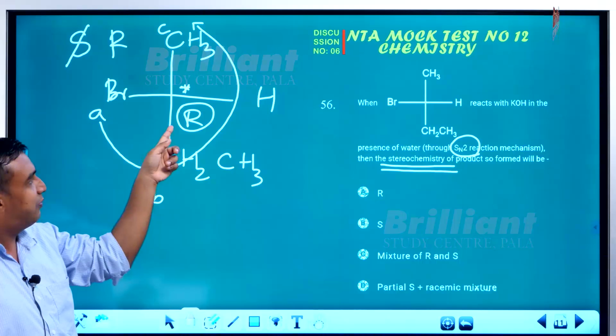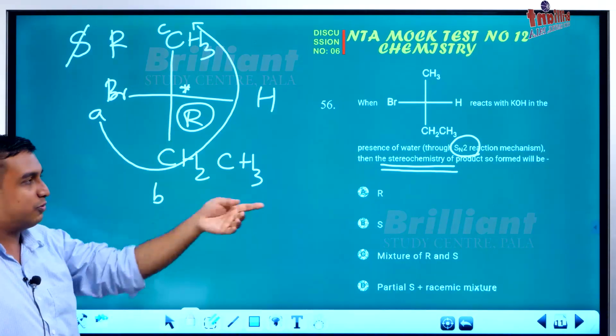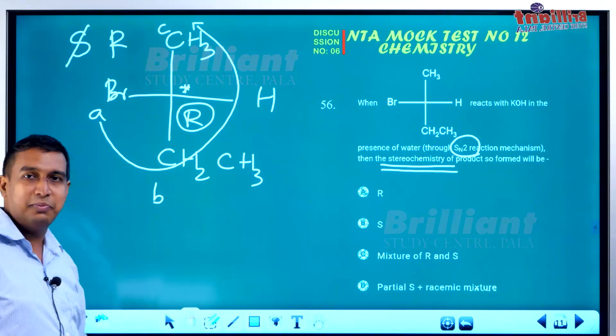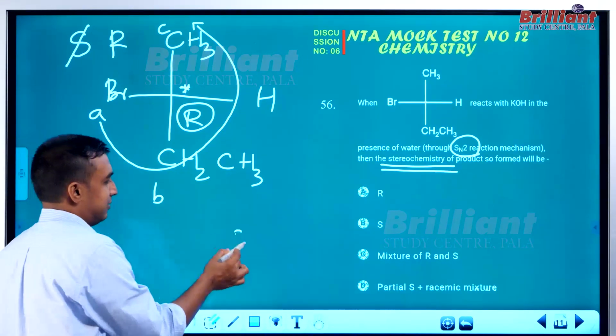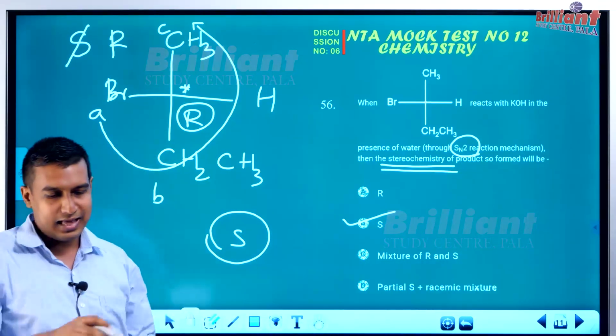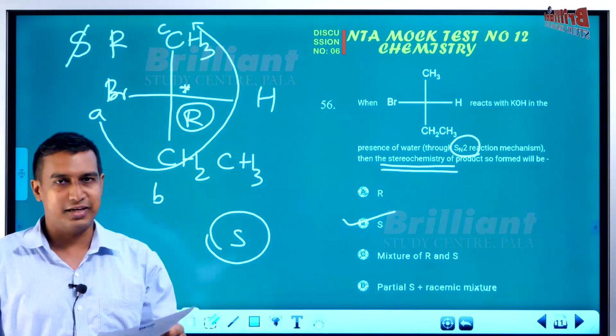Now, when the reaction happens, inversion will happen for sure, because they have told us it's an SN2 reaction. So R will become S. So finally, my product will become S. So for question number 56, the answer will come as option B. Coming to the next question.